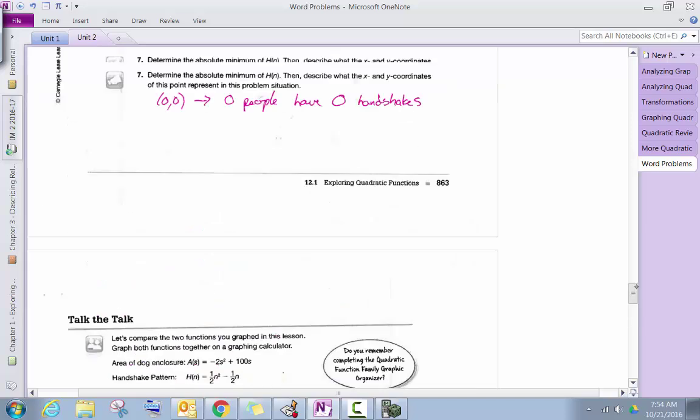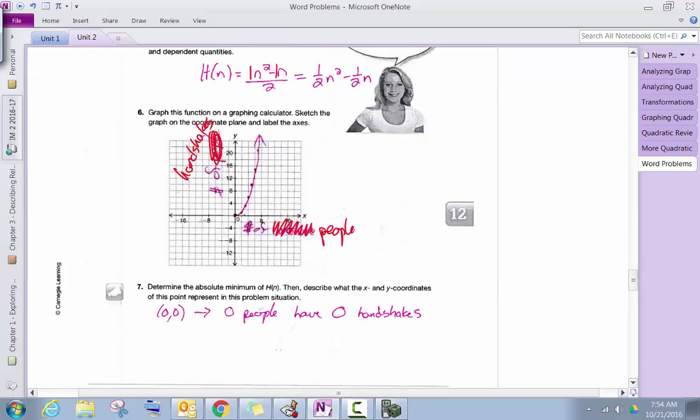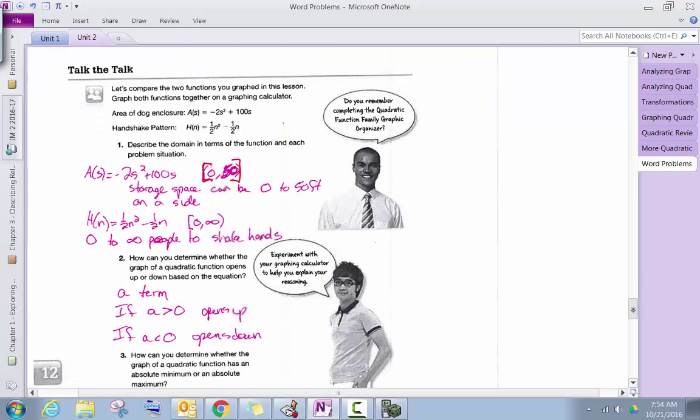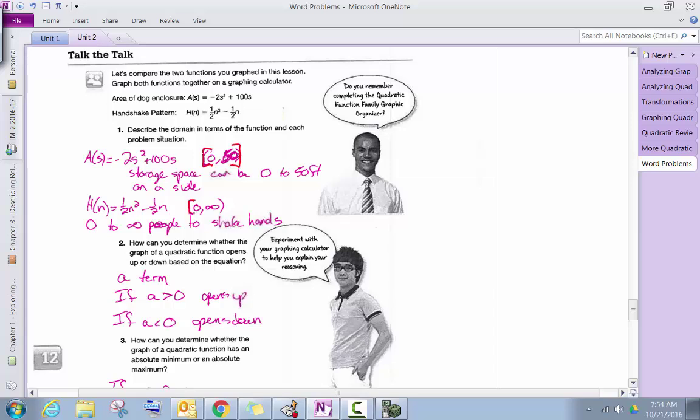And we can keep going. If you look at our graph, this keeps going up and up and up. So we can have more and more people. There's no limit on how many people. So we're going to have tons and tons of handshakes as well. But we're just talking about our x. So it's from 0, including 0, up to infinity. So 0 to infinity people to shake hands.